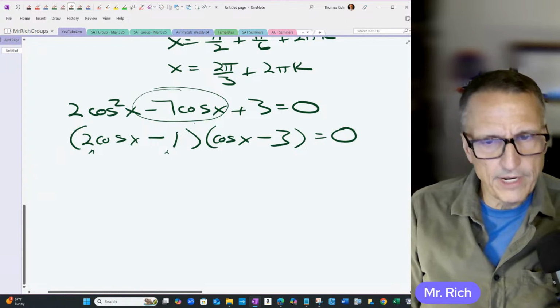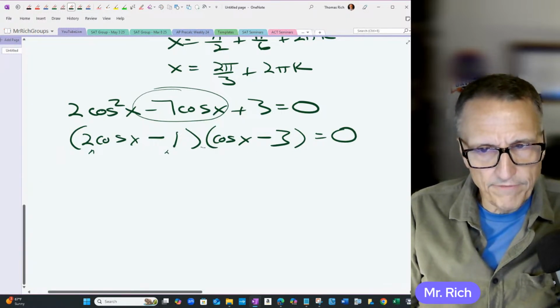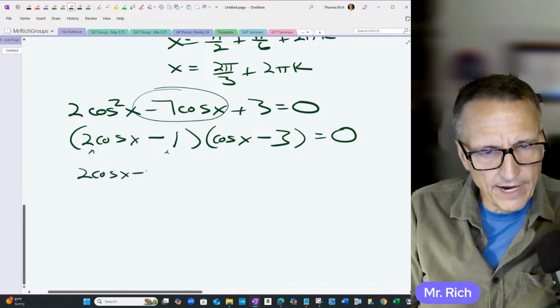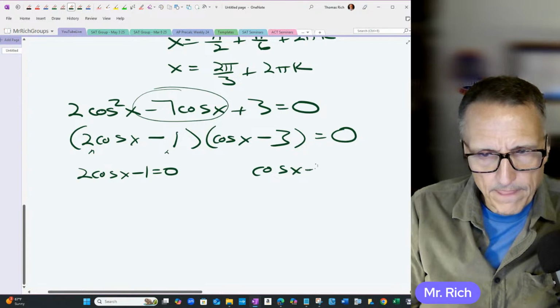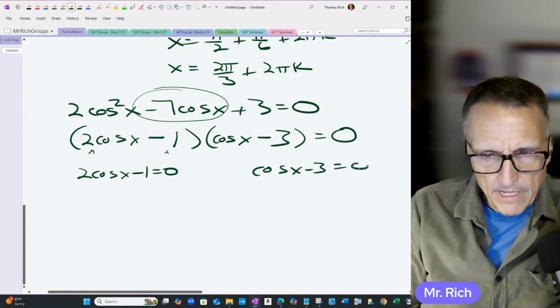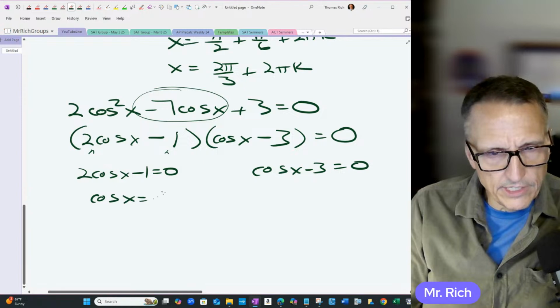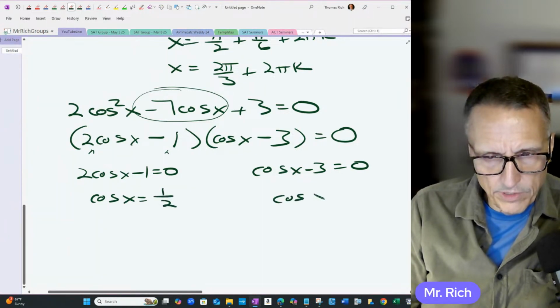Well, just any other time that we have 0 on the right side and we have our expression in factored form, we're going to solve it by setting each of those factors equal to 0. And we'll do just that. Now we're going to isolate the cosine x. Here we got cosine x is equal to 1/2. This one is going to be cosine x equals 3.